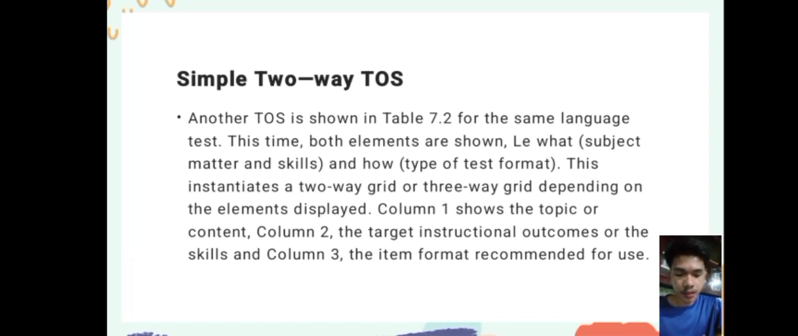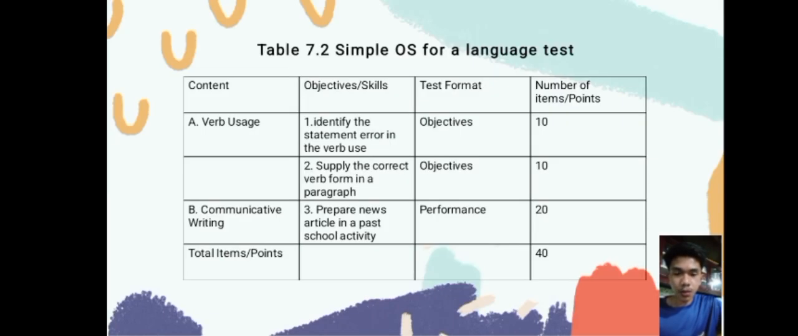This instantiates a two-way grid or three-way grid depending on the elements displayed. Column 1 shows the topic or content, column 2 the target instructional outcome or the skills, and column 3 the item format recommended for use. As you can see in this table, column 1 shows the content. Under the content there are two: the verb usage and the communicative writing.